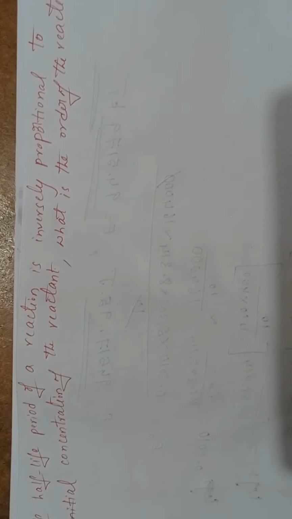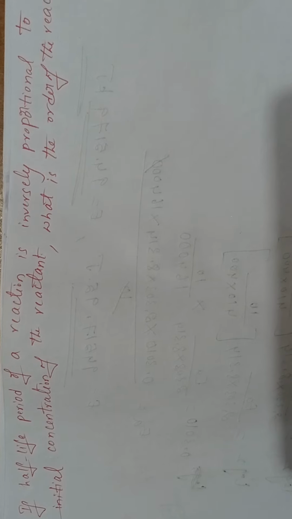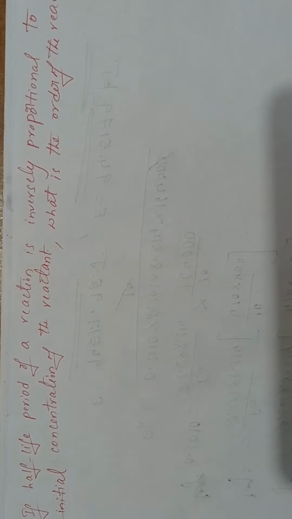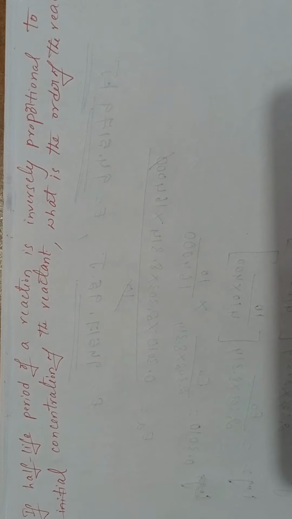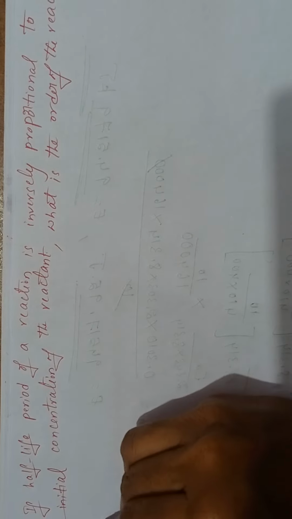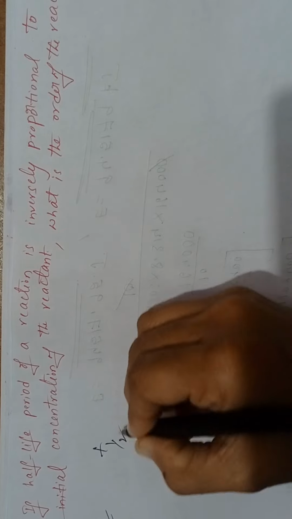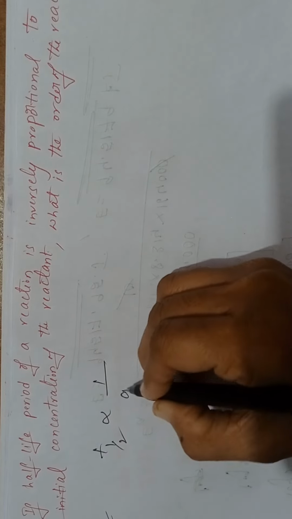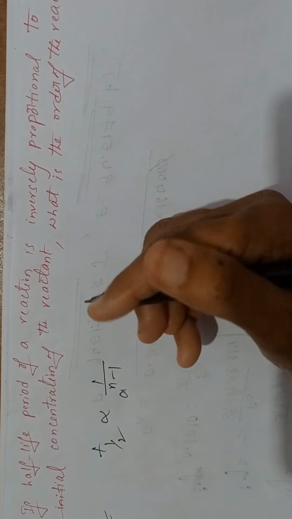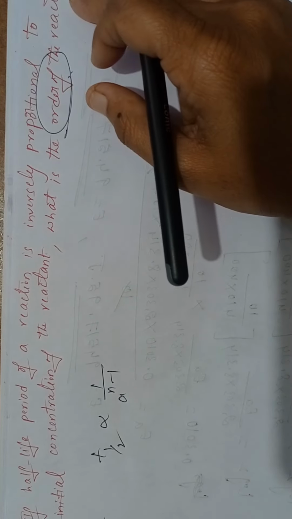So last problem, see students, what is given here. If the half-life period of a reaction is inversely proportional to the initial concentration of the reactant, what is the order of the reaction? Which formula do you have to take here? The last formula: t half is directly proportional to 1 by a to the power of n minus 1. Here the order of the reaction is being asked.